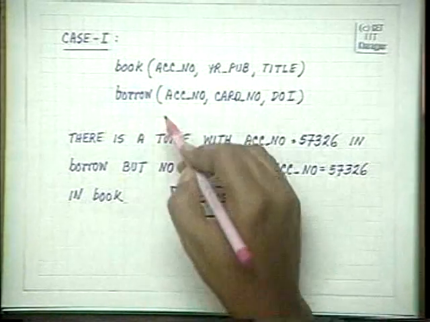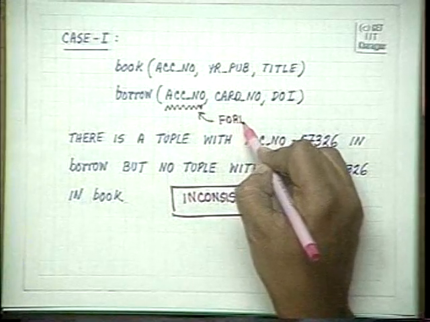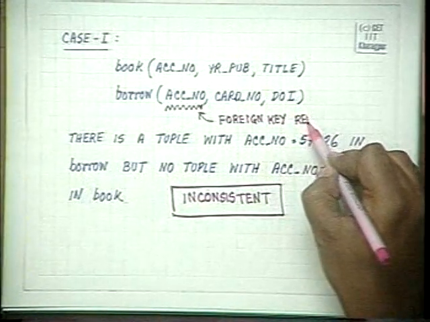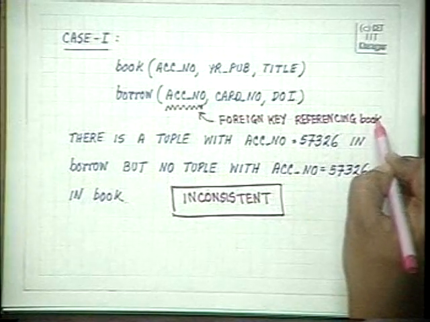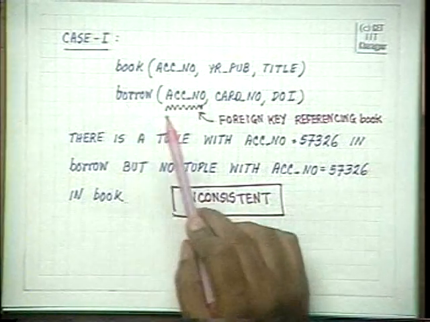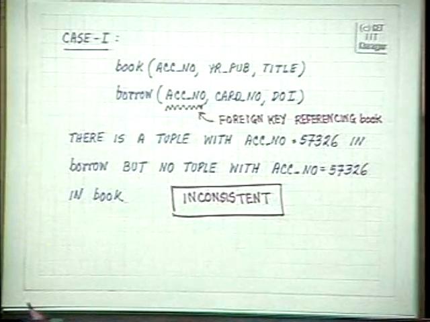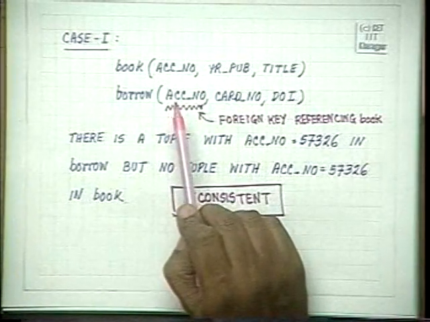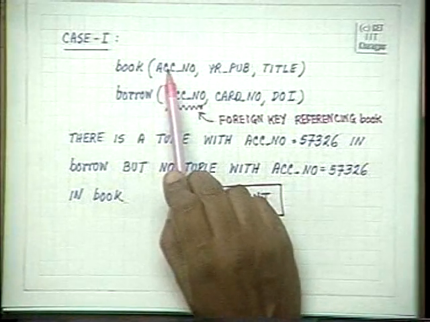We say that accession number is a foreign key referencing book. Accession number is a primary key of borrow, that is all right. But accession number is also a foreign key referencing the relation book, which means that in the relation book, for every accession number which exists in borrow, there must be a tuple in book having the same accession number.